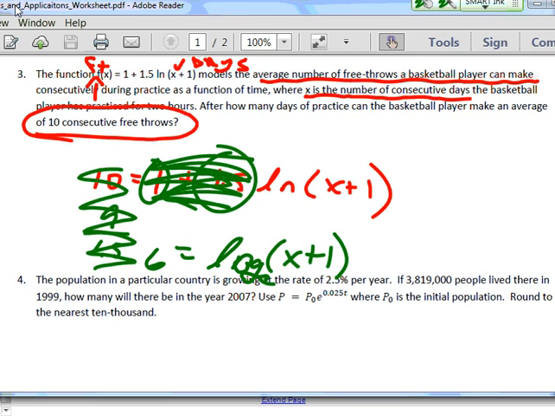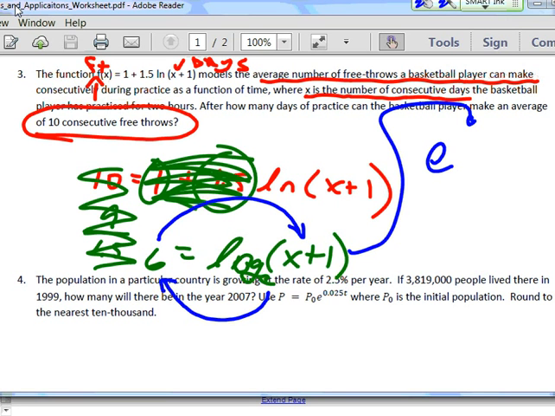And then still don't know what to do. Rewrite it. Whenever you're stuck on a log question, rewrite it. If it's a log, rewrite it as an exponential. If it's an exponential, rewrite it as a log. So I'm going to go e to the 6 equals x plus 1. Rewrite. I'm going to go up here to do that. e to the 6th equals x plus 1.